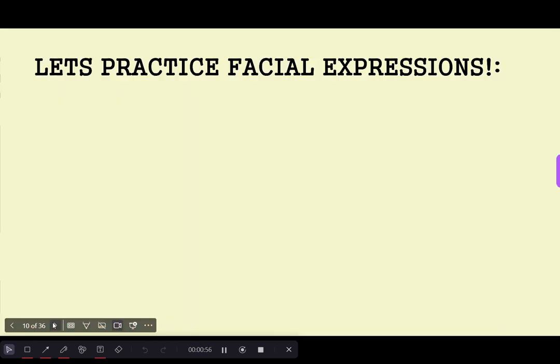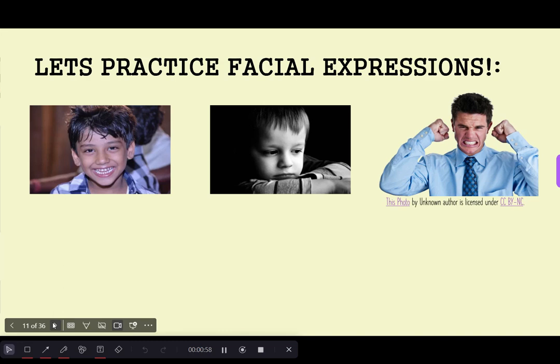Let's practice some facial expressions. There are three images here, and you are going to tell me what you think they're feeling. The first image, what do you think it is? Yes, happy. The second image, the boy seems sad or upset. Now, the last one, he looks very angry.